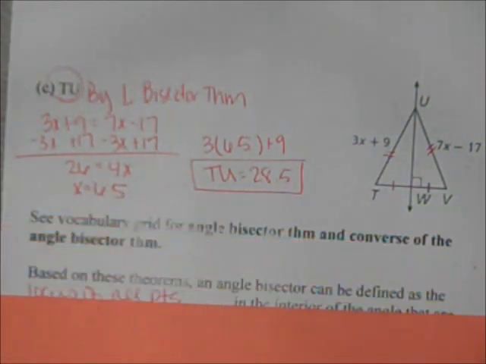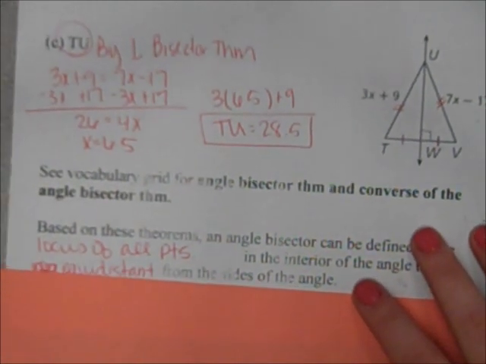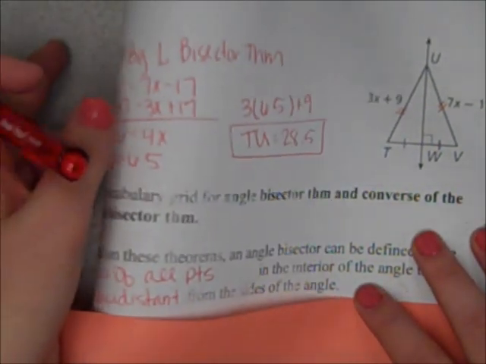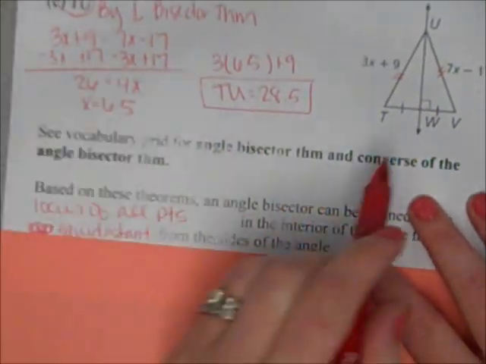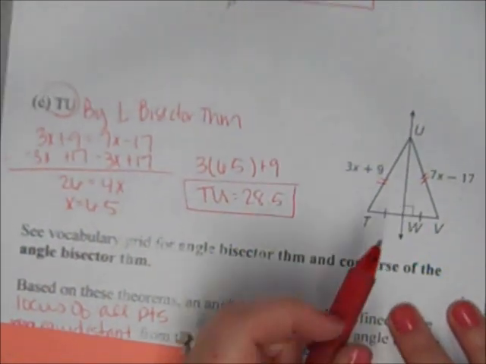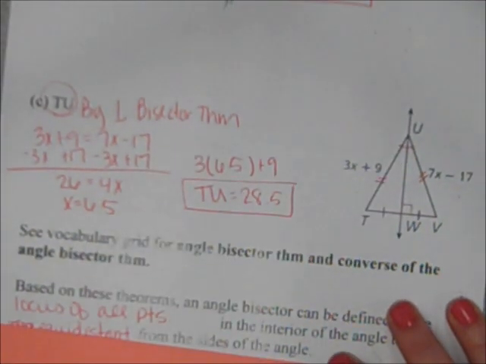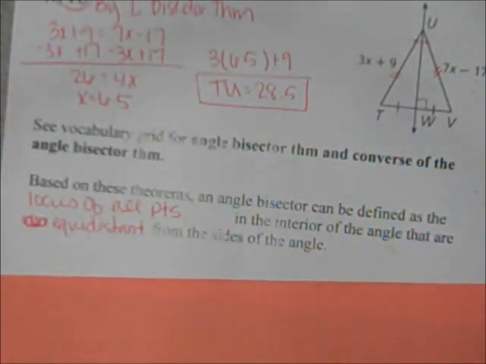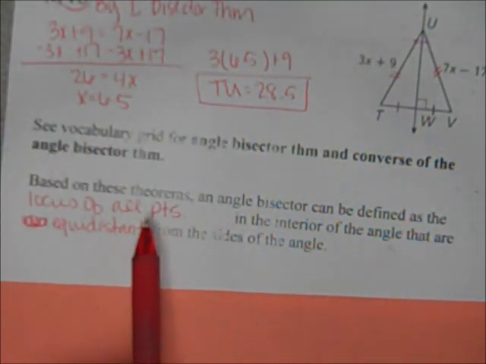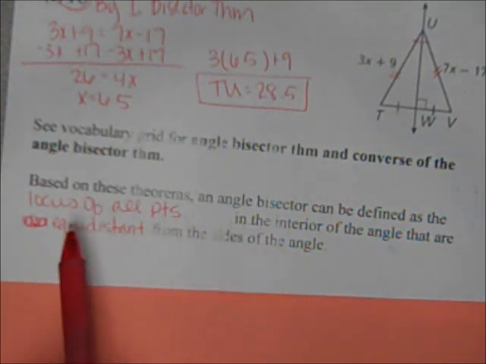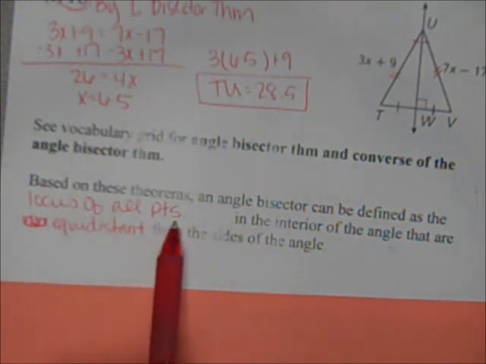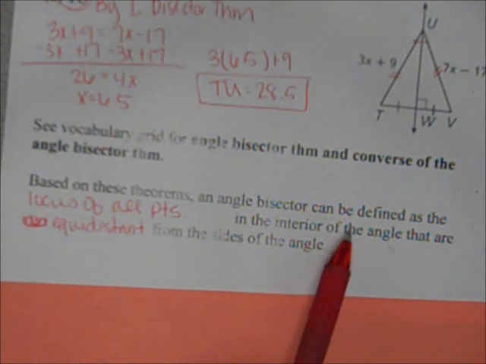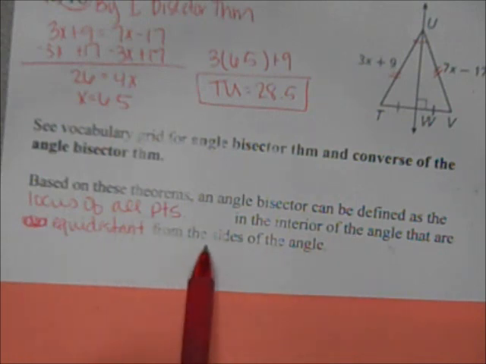Okay. All right, let's switch over to angle bisectors. Same concept, only instead of bisecting the side that it's across from over here, now we're going to be concerned if it bisects this angle over here. So you still have the same converse and regular. Based on these theorems, an angle bisector can be defined as the locus of all points in the interior of an angle that are equidistant from the sides.